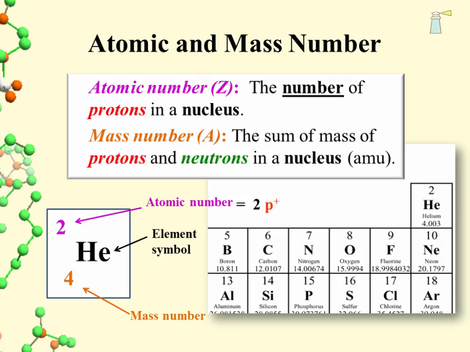We see that the atomic number is 2, which means that helium has 2 protons. And we see that the mass number is 4, which means that there are 2 neutrons to go along with the 2 protons, since 2 plus 2 equals 4. The point here is that we can deduce the number of neutrons with an understanding of the mass number and a bit of arithmetic.